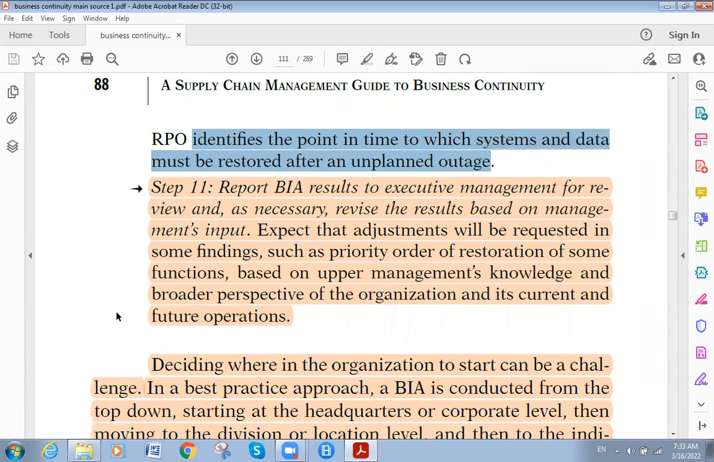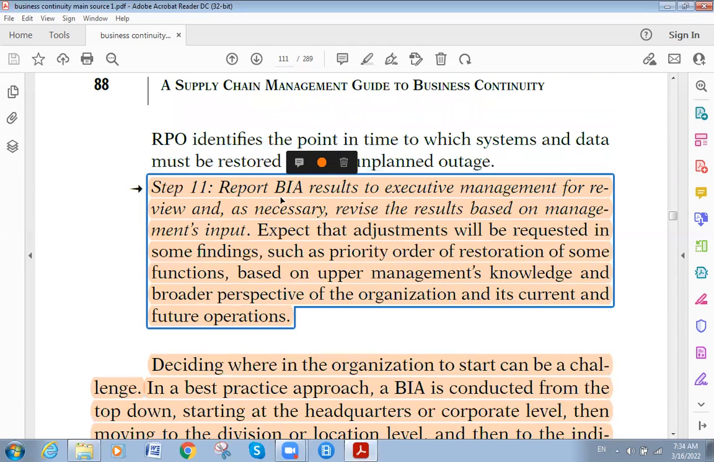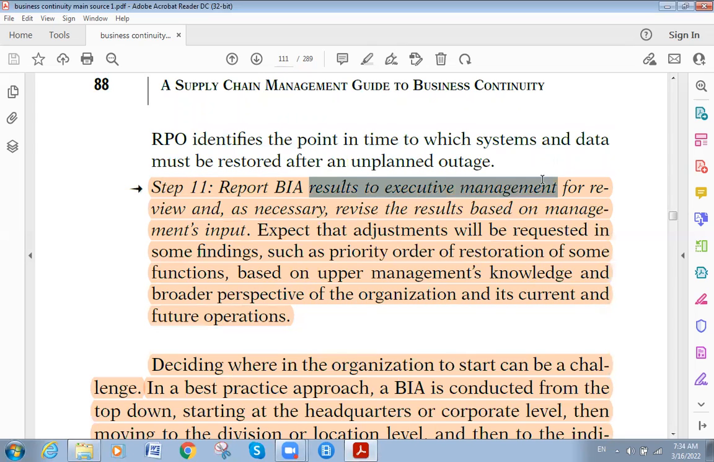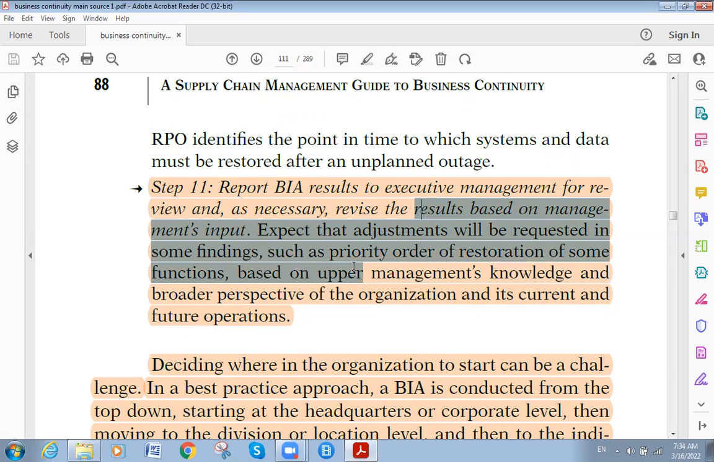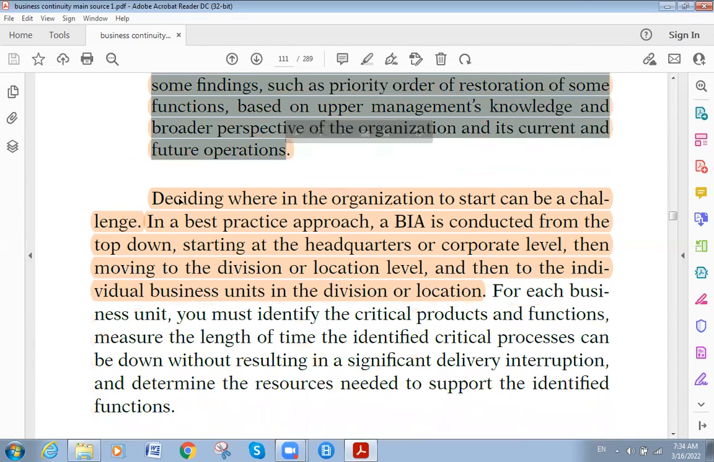Step 11, report BIA results to executive managers for review and, as necessary, revise the results based on management inputs. Expect that adjustments will be requested to some findings, such as the priority order of restoration of some functions, based on upper management's knowledge and broader perspective of the organization and its current and future operation.